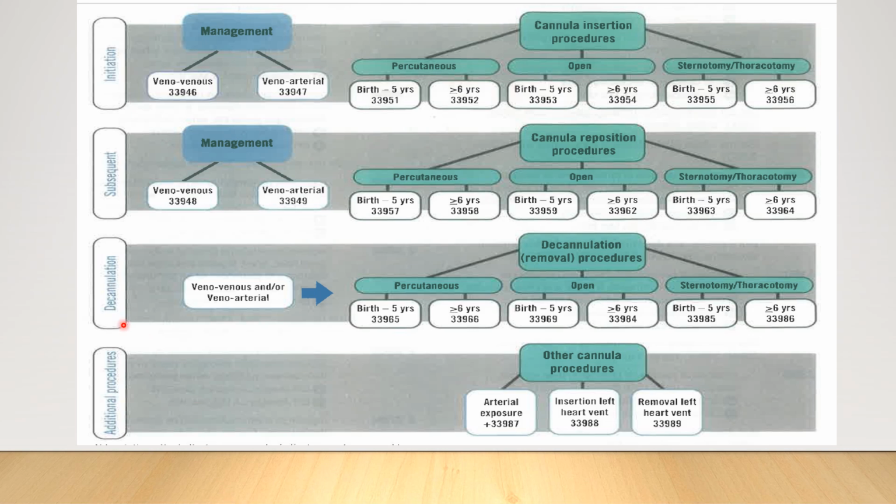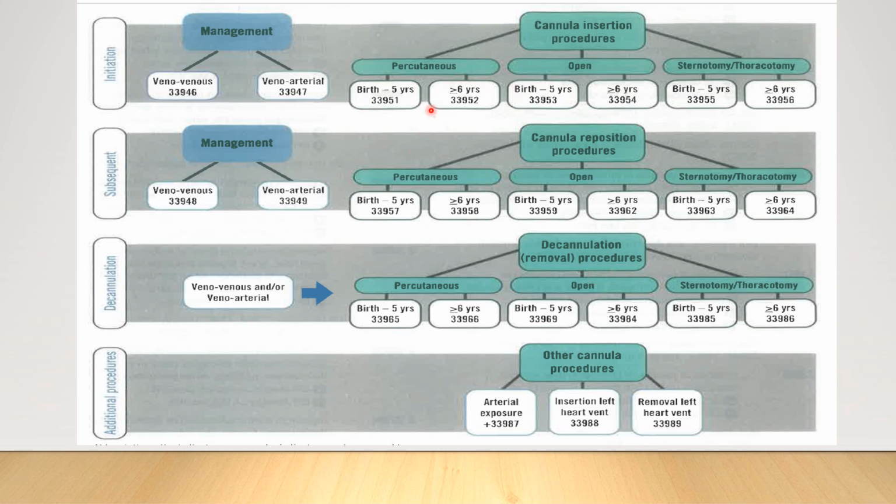Now, this is a very interesting chart that is there in your book, and which talks about the cannula insertion, and in that also we use various methods of cannula insertion: the percutaneous, open, and sternotomy or thoracotomy approach. So these are the three ways, and this is for the insertion, this is for the reposition, and this is for the removal, which is also called decannulation.